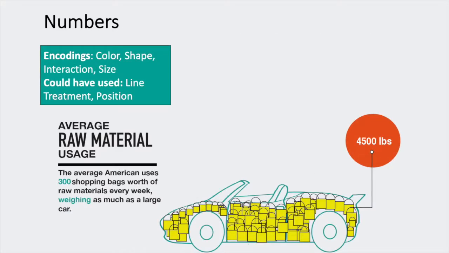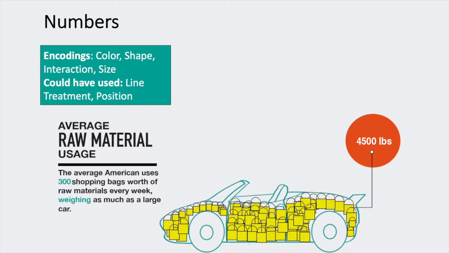So numbers, which are used to communicate different things about maybe the amount or the size of whatever you're trying to quantify, is another form of visual potential that I used. Here I used a representation of a car using encoding such as color, shape, interaction, and size to present my numbers statistics. So here I use color, which is the bags, shape, which is the car, which is a recognizable shape, the interaction between the bags inside the car, as well as just the size of the car in general to represent the impact of how much waste and raw material we're using in America.